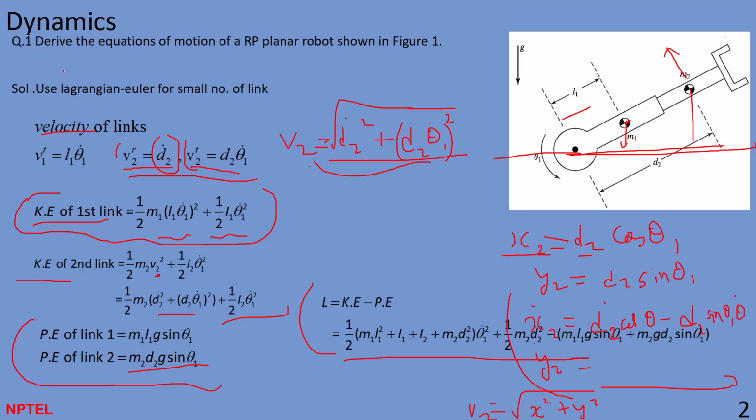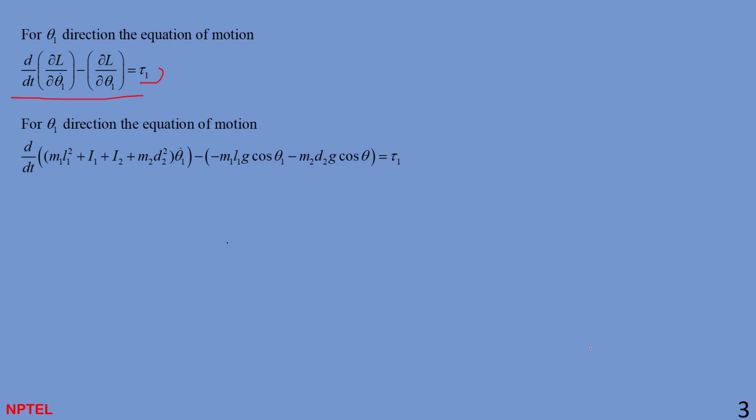I'll just give you how they have done it. So this is our L. Partially differentiate with respect to theta one dot. So it will be v2 theta one. And all this other term will be zero, because there is no theta one dot in it. Please remember they are doing partial differentiation, not simple differentiation. So this is what you will get.